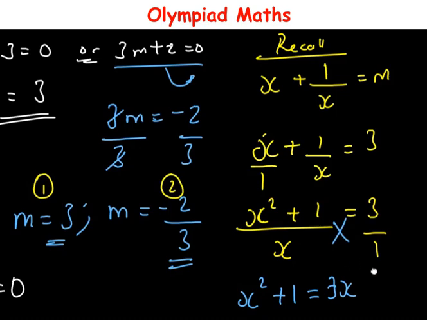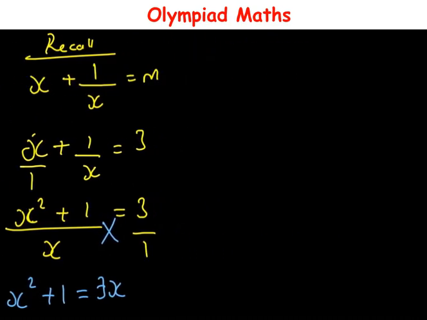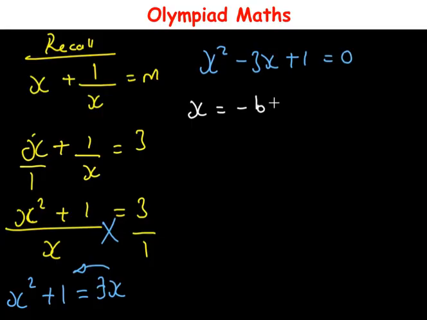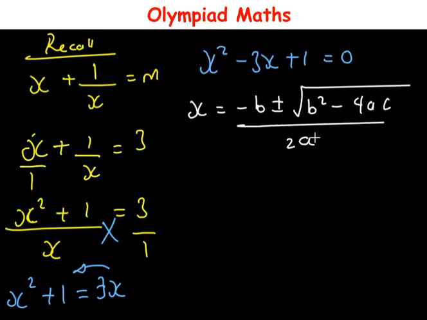So then move 3x over to the other side. We have x squared minus 3x plus 1 equals 0, by the time we move 3x over to this other side. So with this, we are going to solve this equation making use of the quadratic formula, which is given by x is equal to minus b plus or minus square root of b squared minus 4ac, all over 2a.